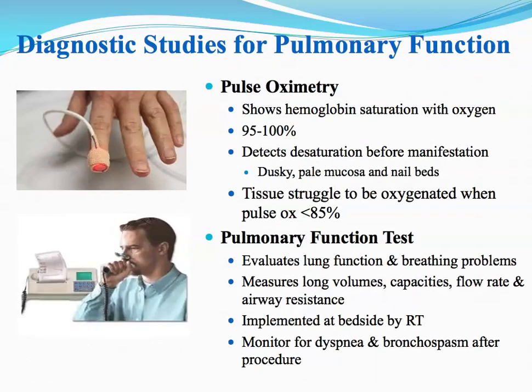Now, what is pulse oximetry? Well, this shows hemoglobin saturation with oxygen, and we know our normal range is going to be between 95 to 100%. So this tells us if there's a change in the saturation before someone shows those obvious manifestations, such as the restlessness or the cyanosis or change in skin color in general.